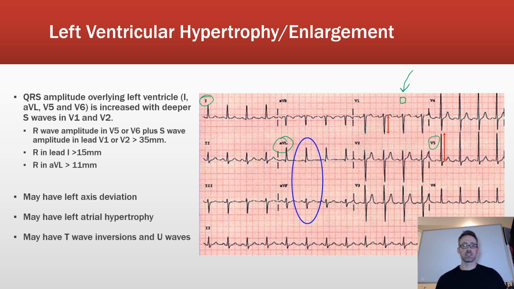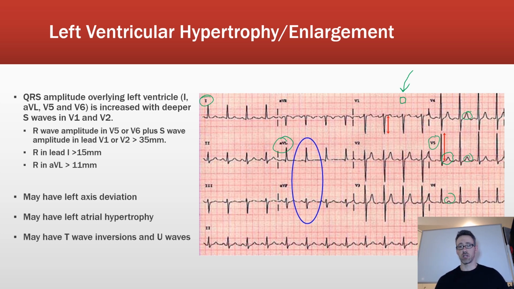It may have left atrial hypertrophy. So you can take a look to see if there are any changes in the P waves, and there may be T wave inversions and U waves, or in other words, repolarization abnormalities. This is actually a good thing to keep an eye on, because let's assume for a second that this is left ventricular hypertrophy because it meets this one criterion here. If we take a look at the T waves here, they are all upright. So that's normal. The T waves should normally be upright.